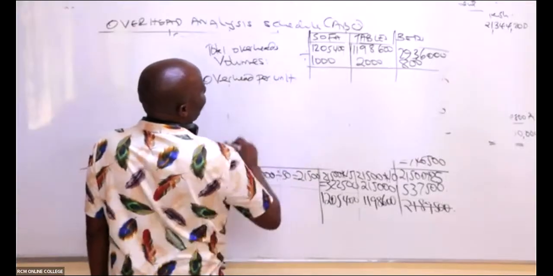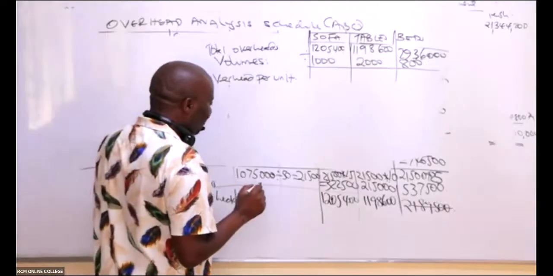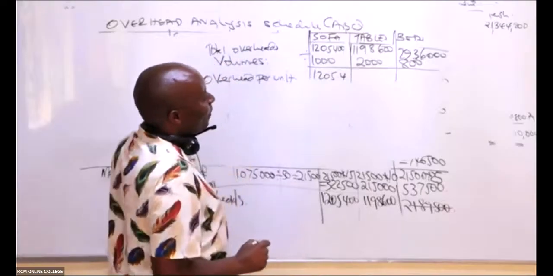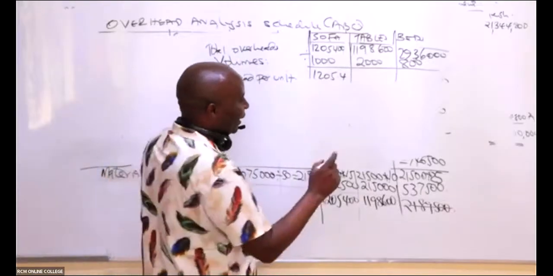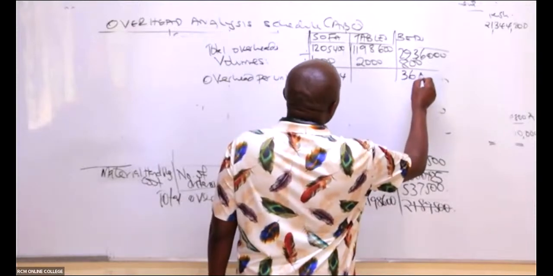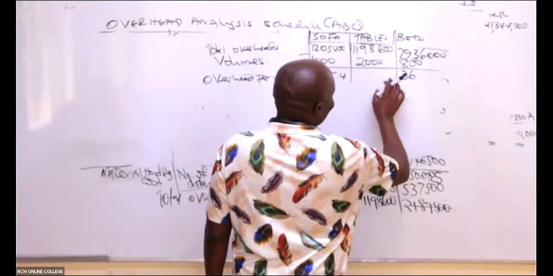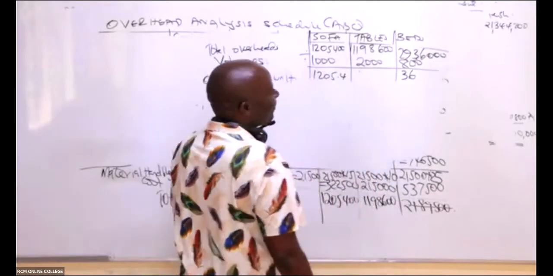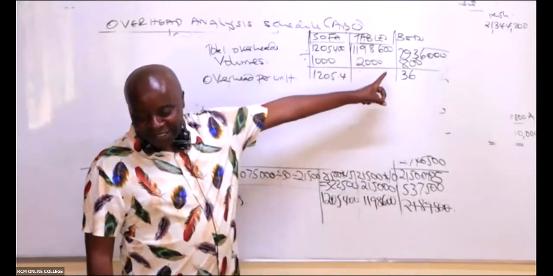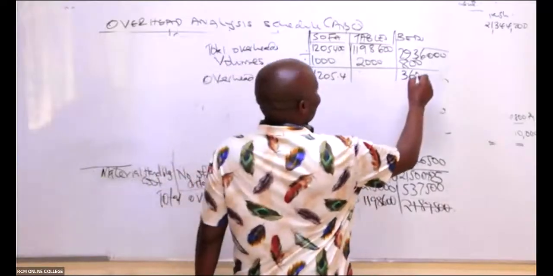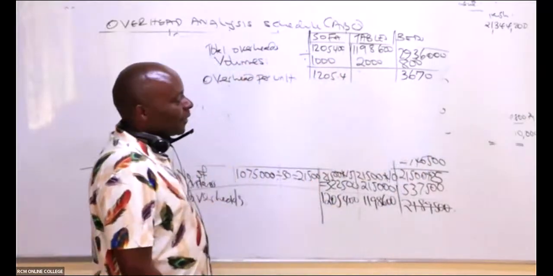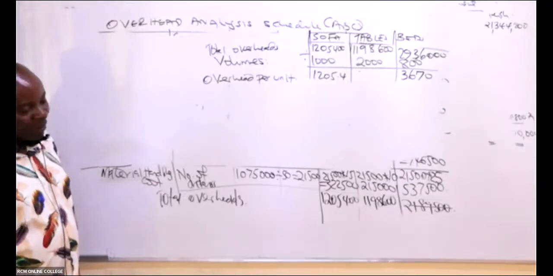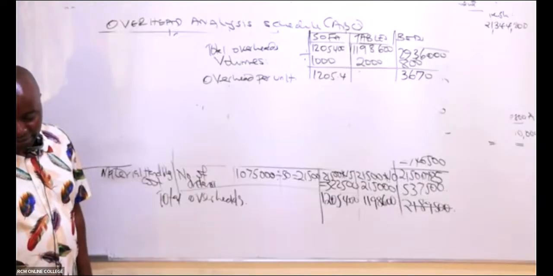So then give me the overhead per unit. So that means you divide, isn't it? Overhead per unit. So then this will be 1205.4. The last one, 36.70. How about the tables? 29,36,000.